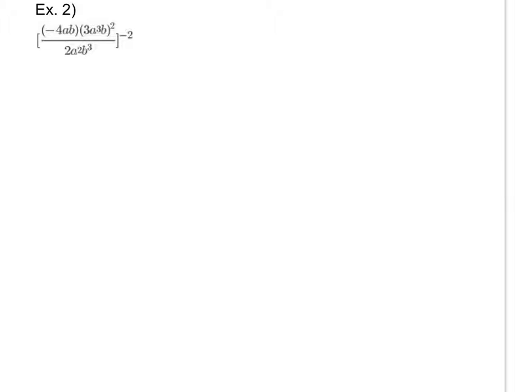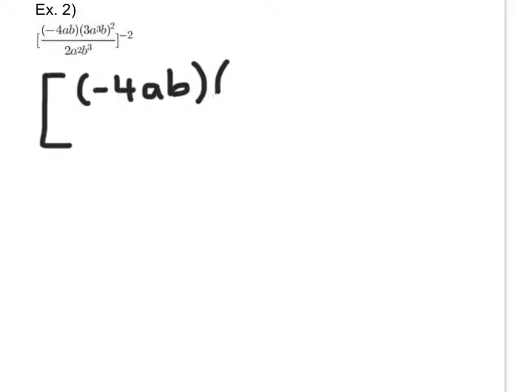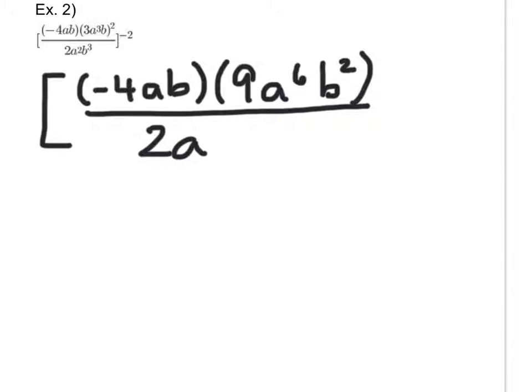So the first thing we can do is I'm going to square. So I'm going to get minus 4ab. And now the squared is only on the 3a cubed b. That square does not act on the first parentheses, minus 4ab. It only acts on the second one. So that squaring means I square everything inside. So I'm going to get 9a to the 6 b squared. If you're not sure about that, you can always expand it to see. All over 2a squared b cubed to the power of minus 2. We'll come back to that minus 2 later.